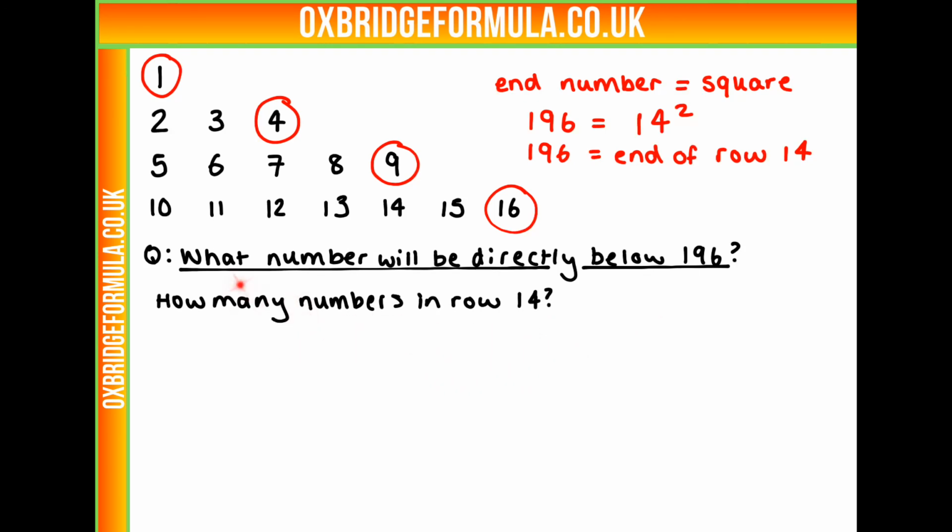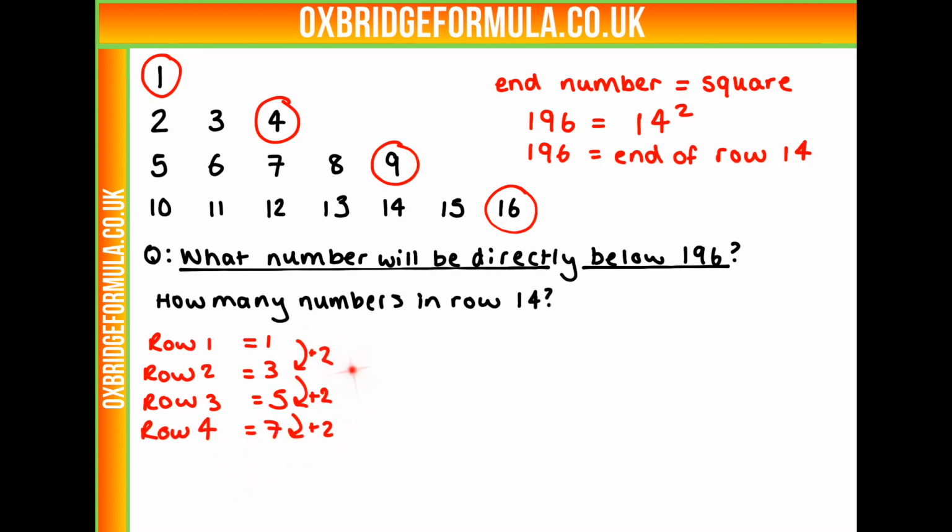So, for this, we have to look back at our pattern. What is the difference in numbers that we're adding on to the end of each row? Well, in row 1 we have 1, in row 2 we have 3 numbers, in row 3 we have 5, and in row 4 we have 7. We can see we're adding 2 to this every time.